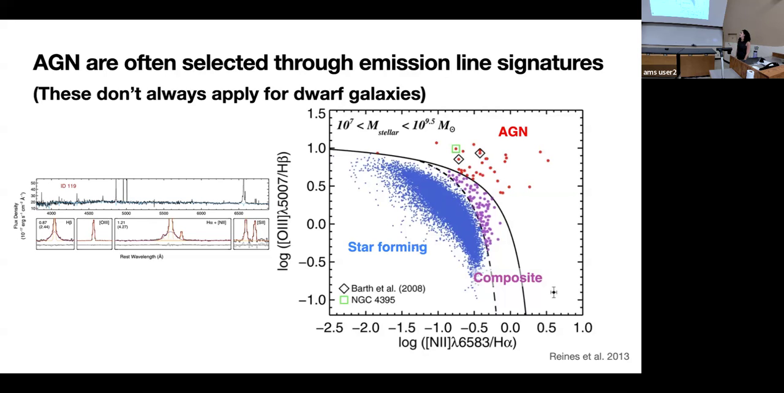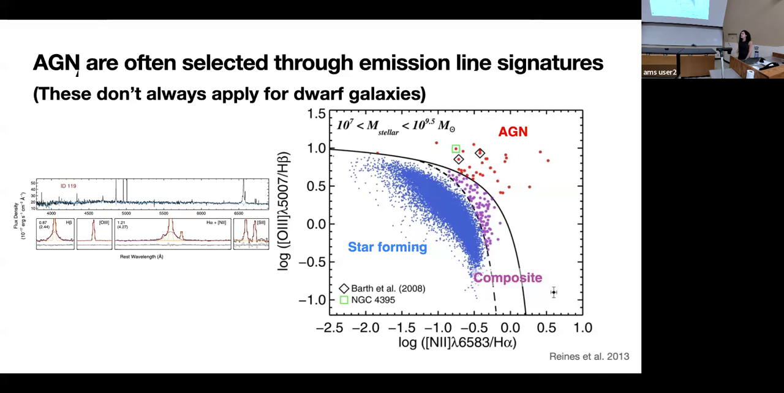So this is a standard diagnostic diagram in astronomy that uses the relative strengths of different emission lines, so oxygen and nitrogen emission lines to H alpha and H beta, to characterize the dominant source of photoionization in a galaxy as being due to star formation or active galactic nucleus activity or some composite combination of the two.